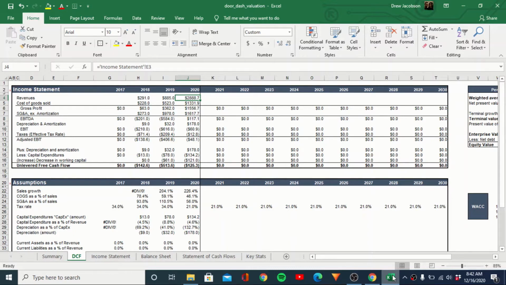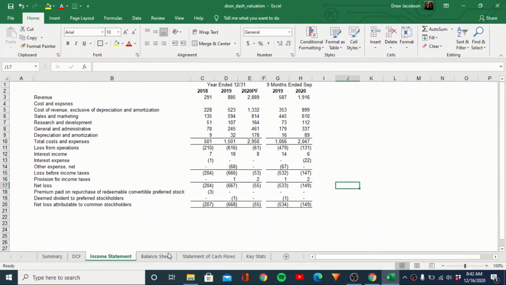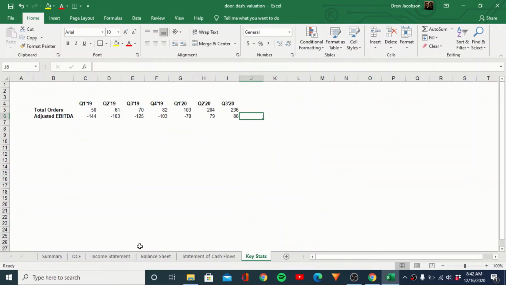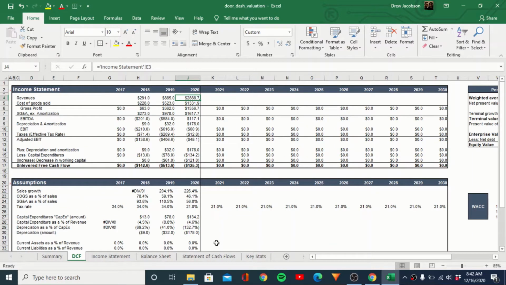We're just going to do a standard DCF here, and I've copied over the income statement, the little bit of a balance sheet and statement of cash flows that they provide, and then some of the key stats that they have as well. All of this comes from their S1 filing.